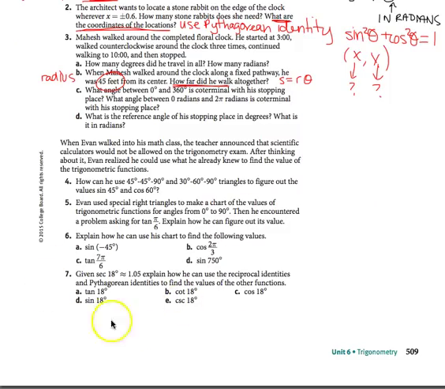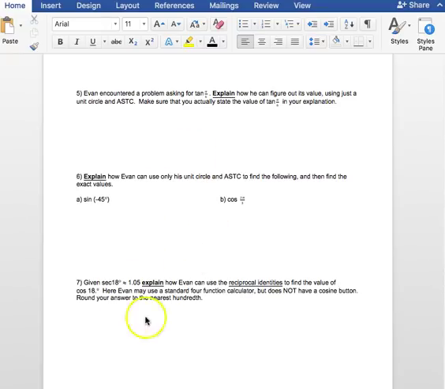Finally, when you look at 7, there's 5 different parts. We are only doing part C. So when you look at the typed version tomorrow, it just has one question. Given that the secant of 18 degrees is 1.05, explain how Evan can use reciprocal identities. That's what we did in the very last lesson to find the value of cosine of 18. So it's basically saying how is secant related to cosine, and you want to use that. Again, keyword is explain. You need some sentences here.